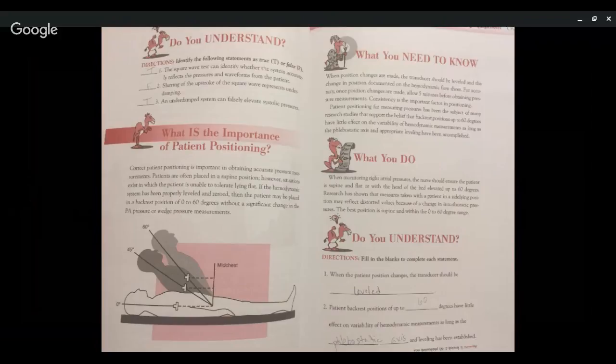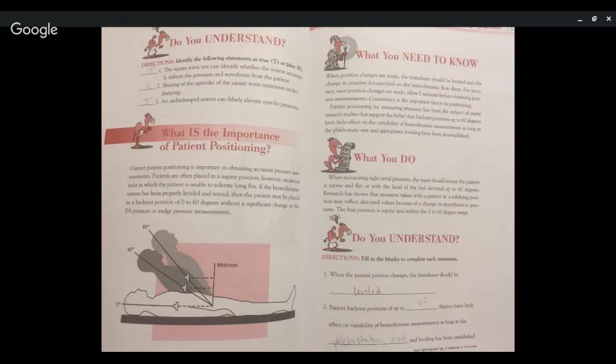What is the importance of patient positioning? Correct patient positioning is important in obtaining accurate pressure measurements. Patients are often placed in a supine position, that means laying on their back. However, situations exist in which the patient is unable to tolerate lying flat. If the hemodynamic system has been properly leveled and zeroed, then the patient may be placed in a backrest position of 0 to 60 degrees without a significant change in the pulmonary arterial pressure or wedge pressure measurements.